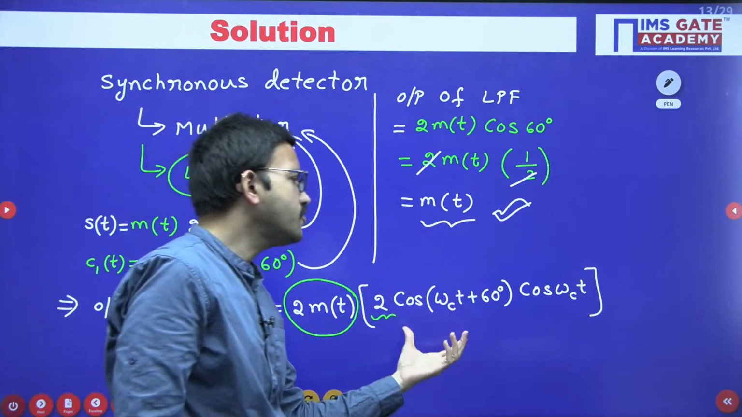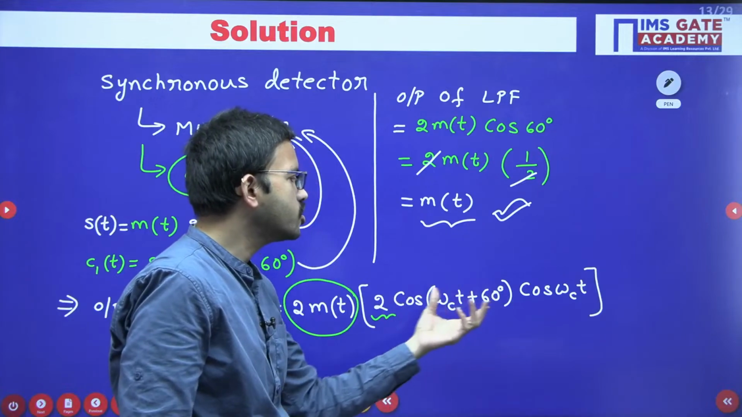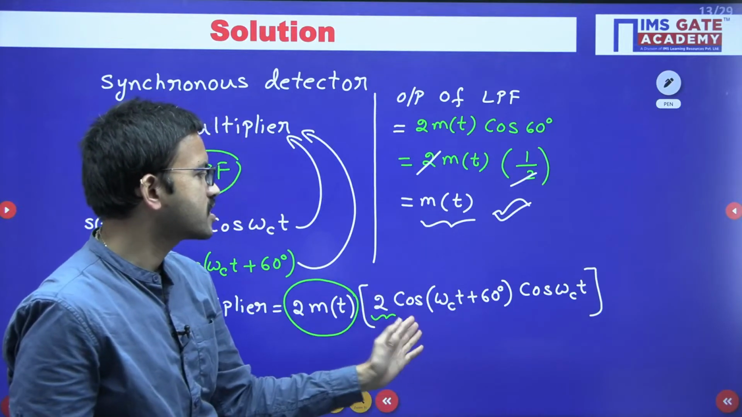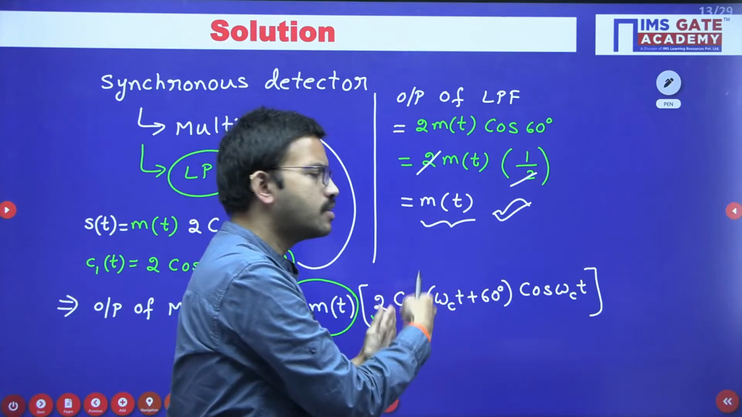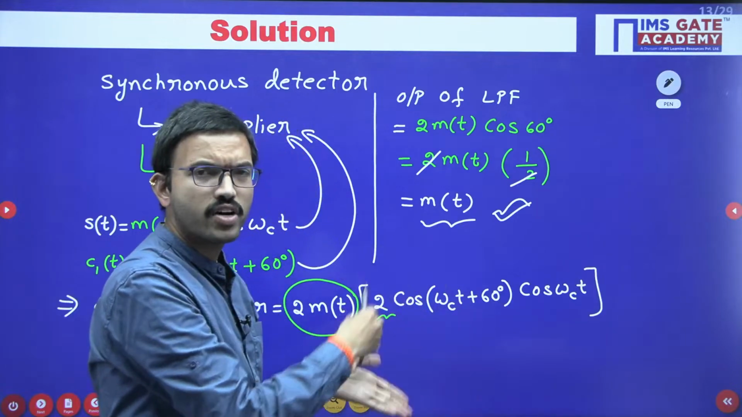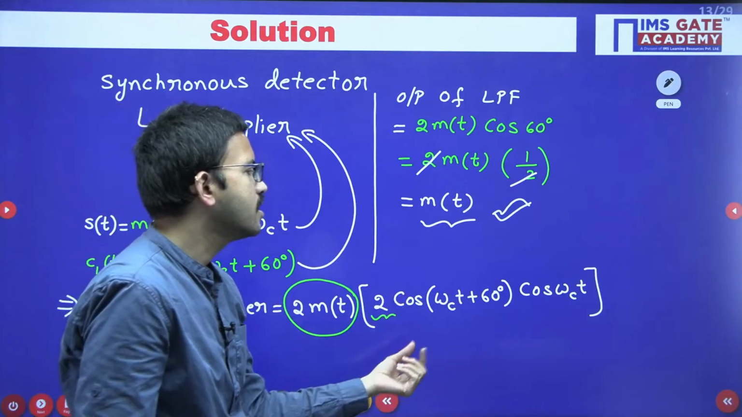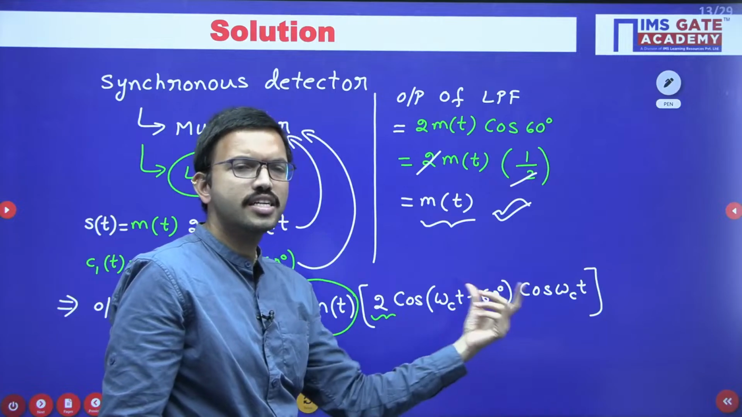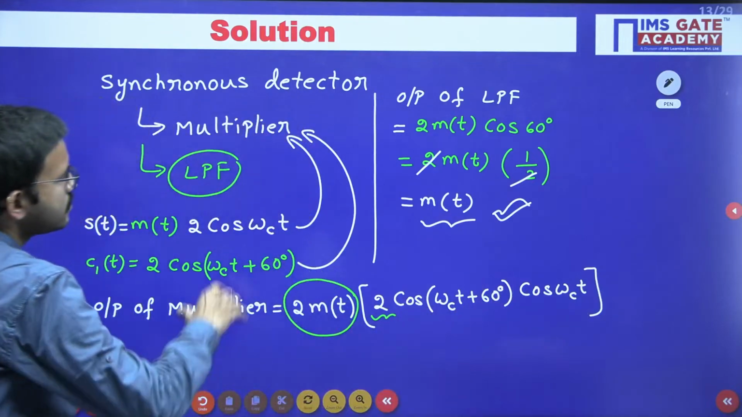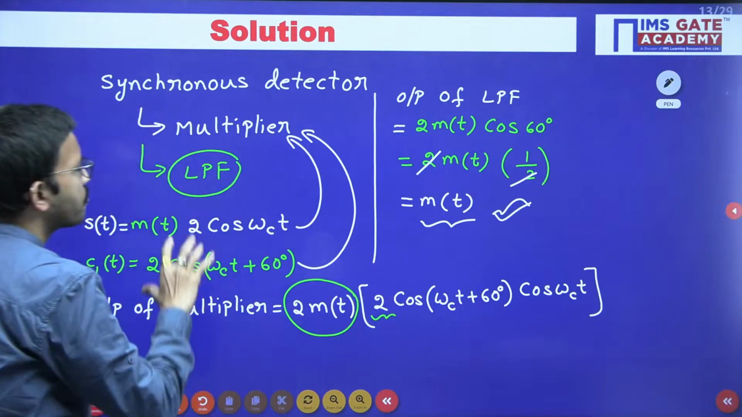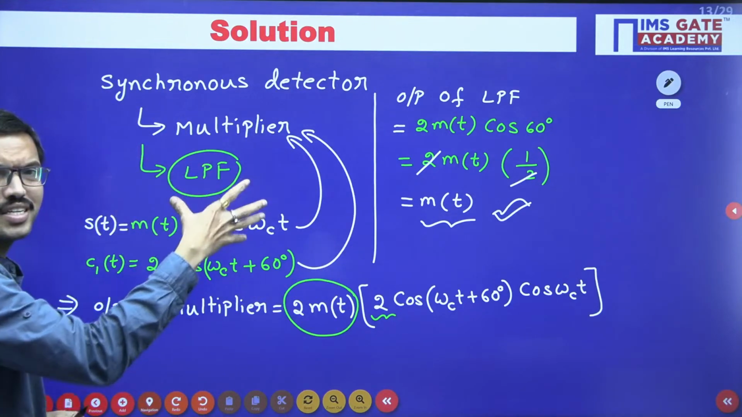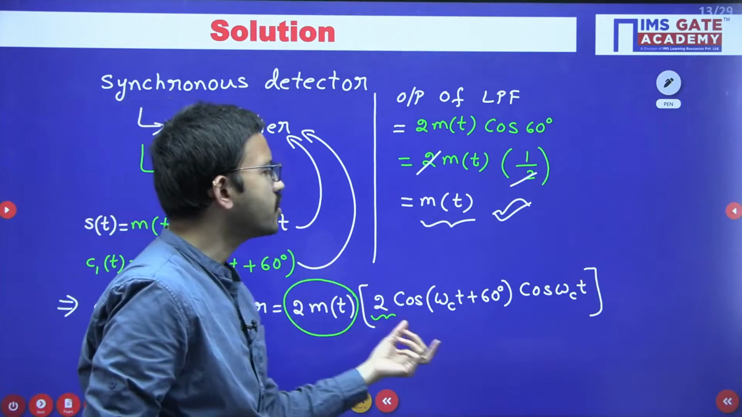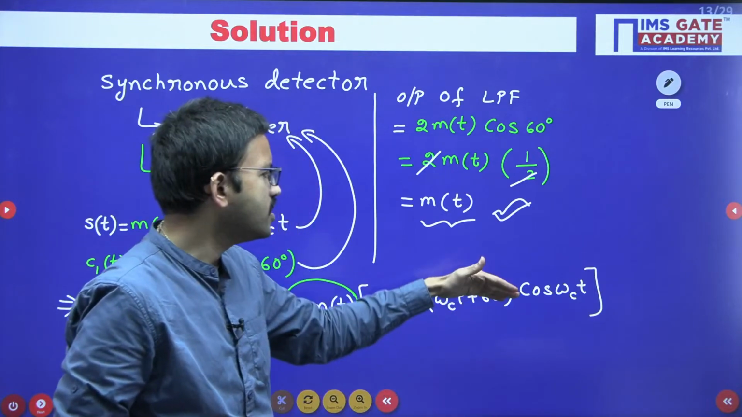Once you get 2 cos A cos B, in some questions you may get 2 sin A cos B or 2 sin A sin B, all the four possible ways. Accordingly you will get two terms, either both sin, both cos, or one sin and one cos. In one of the terms you will get the addition of these two, and in the other term the subtraction. Whatever multiplier signal you get, you pass through the low pass filter. Whenever you pass through a low pass filter, you focus only on the low frequency signal; the high frequency signal you can ignore.